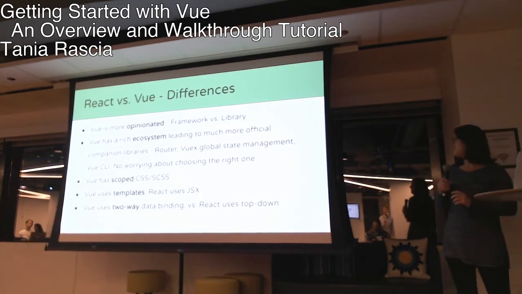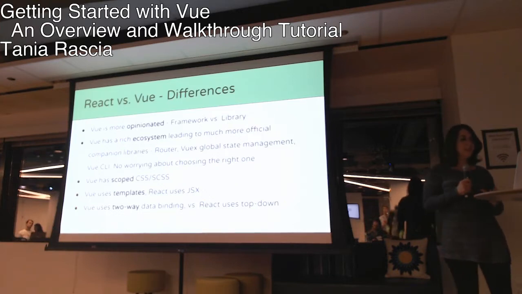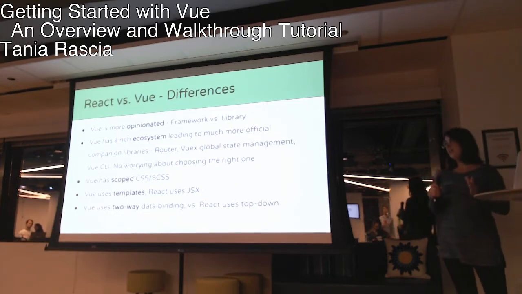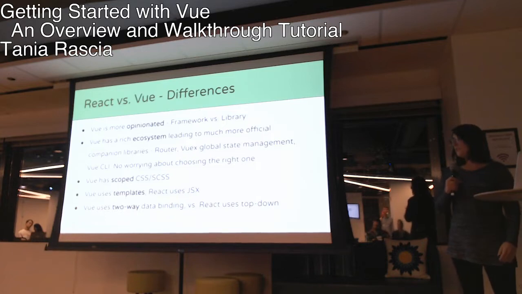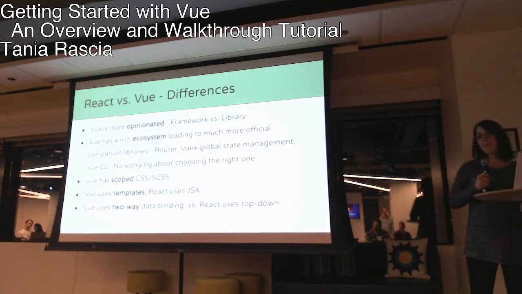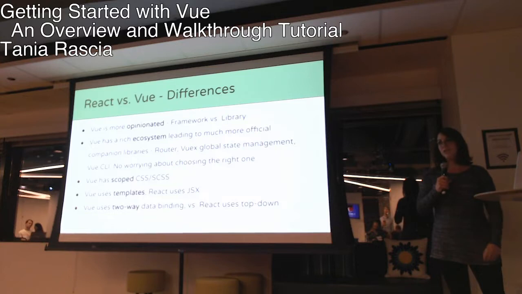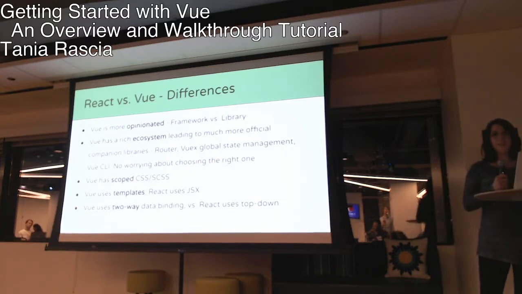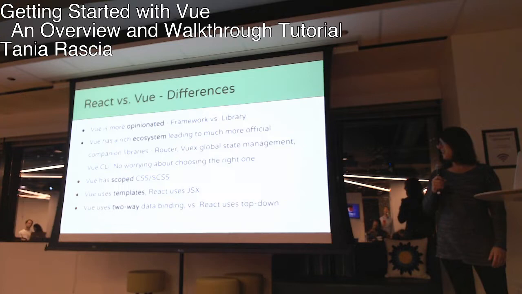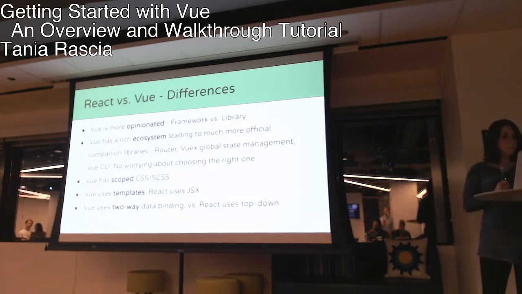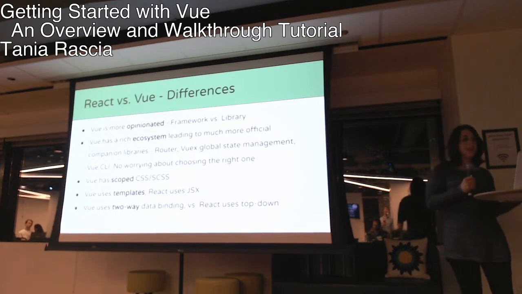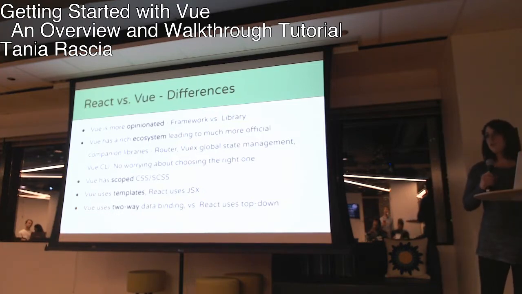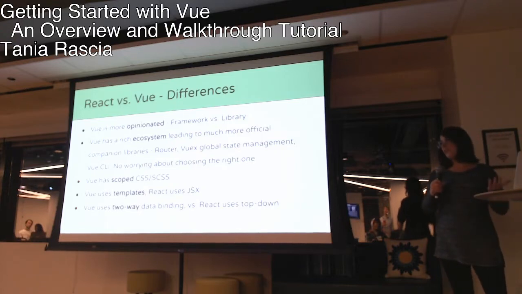And another cool thing that Vue has is scoped CSS and SCSS. So each component will have styles that are scoped just to that component. Makes it a lot easier to not have CSS that's being overwritten in other areas of the app. This is a problem that React has many ways to solve, and none of them are perfect, and this solution is actually quite good. Vue uses templates, which look a lot more like HTML. React uses JSX, which stands for JavaScript XML, and it's actually just JavaScript.